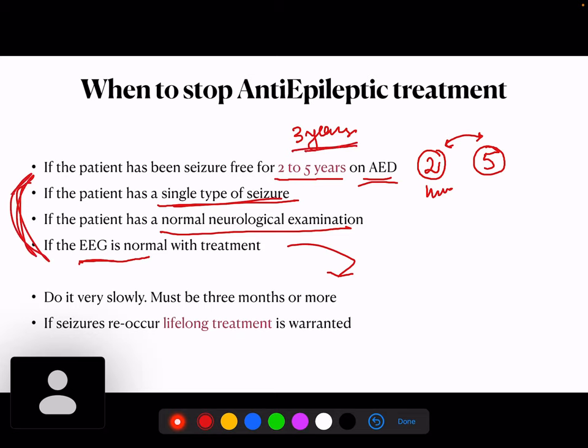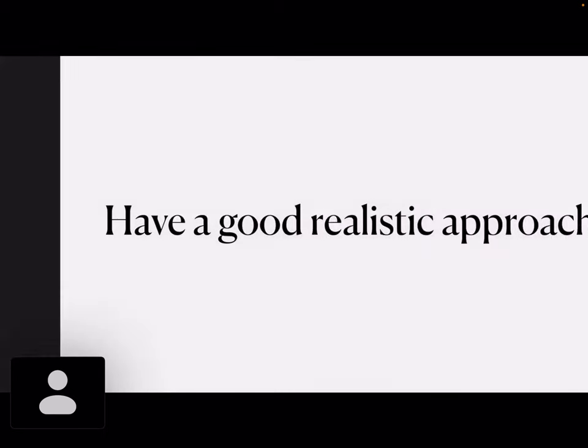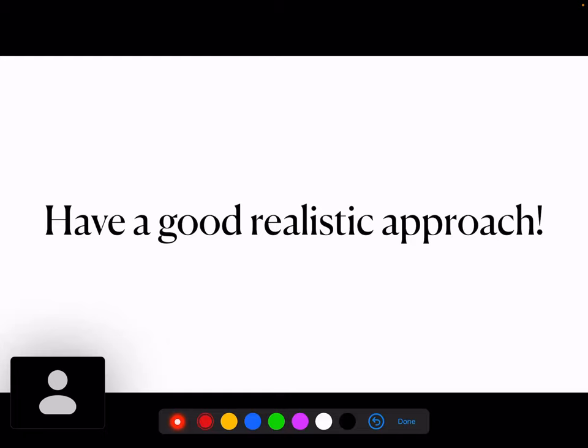So you do it very slowly. And if seizures reoccur, you give lifelong treatment. Patient asks you, why should I take a medication for life? Because it has been seen that the problems with having seizures and the risk of having seizures are more than having anti-epileptic drug treatment for a long time. So you need to tell the patient it is beneficial for you to become seizure-free. We will choose a good medication, but that is how you are going to proceed.